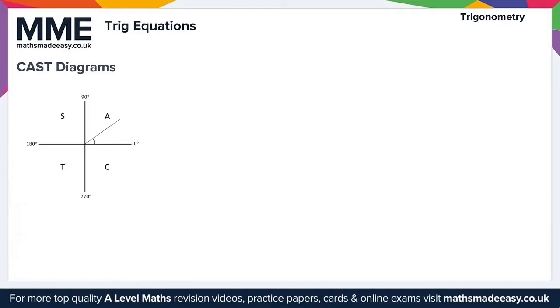Now moving on to cast diagrams. Cast diagrams are a useful tool that we can use when we're looking to solve trig equations. So what does a cast diagram look like? Well, we can see from this diagram what a cast diagram would look like. So what does this represent? Between 0 to 90 degrees, this quadrant here, all of sin x, cos x, and tan x are positive.